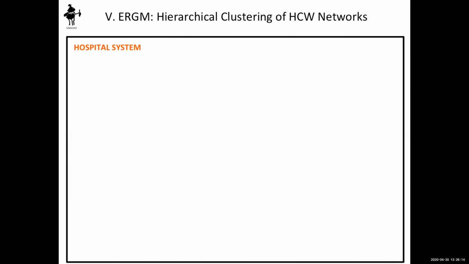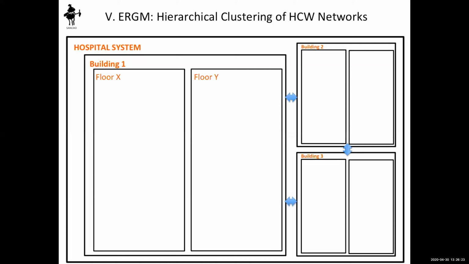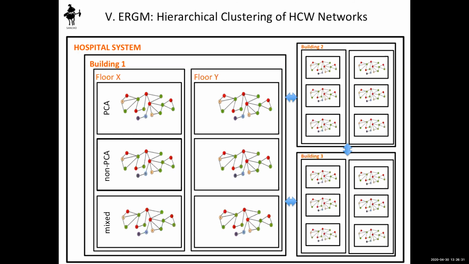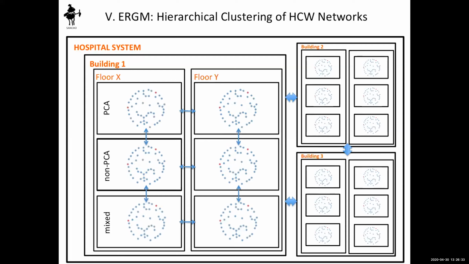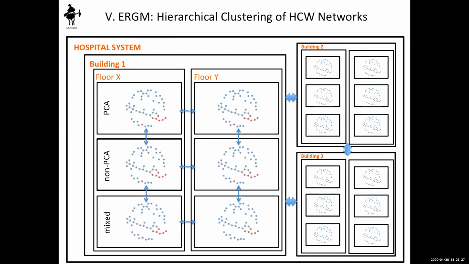The ERGM conception of the hospital, we split it into 3 buildings, pretty similar to the ABM. Then those 3 buildings have movement between them. Each building has floors within it, and then each floor, for the ERGM, we are conceptually splitting up broadly into patient care, non-patient care, and mixed. And then from there, we are going to let those broad functional categorizations do their adaptive magic.